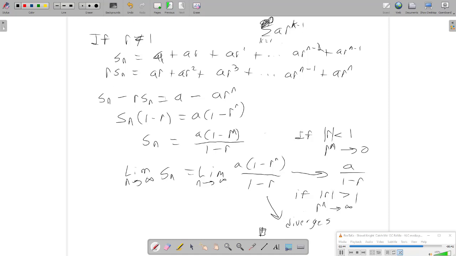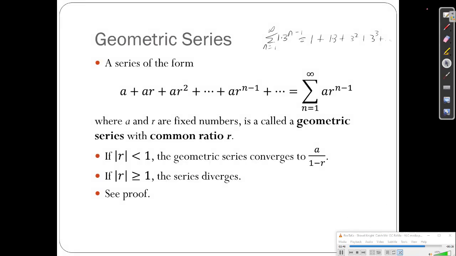That's where we get our different consequences looking at down here. If the absolute value of the common ratio is less than 1, the geometric series converges, and we know its sum. If the absolute value of r is greater than or equal to 1, the series diverges. So if it's equal to 1, it diverges; greater than 1, it diverges. Let's look at some exercises.